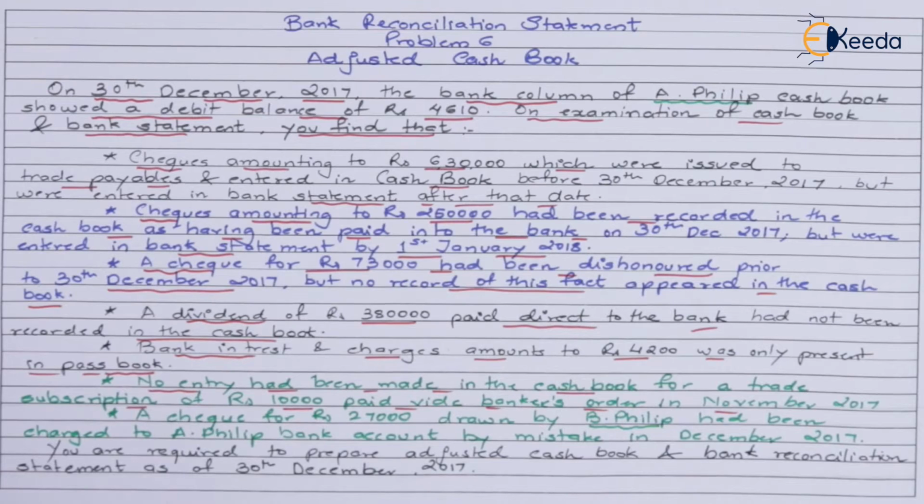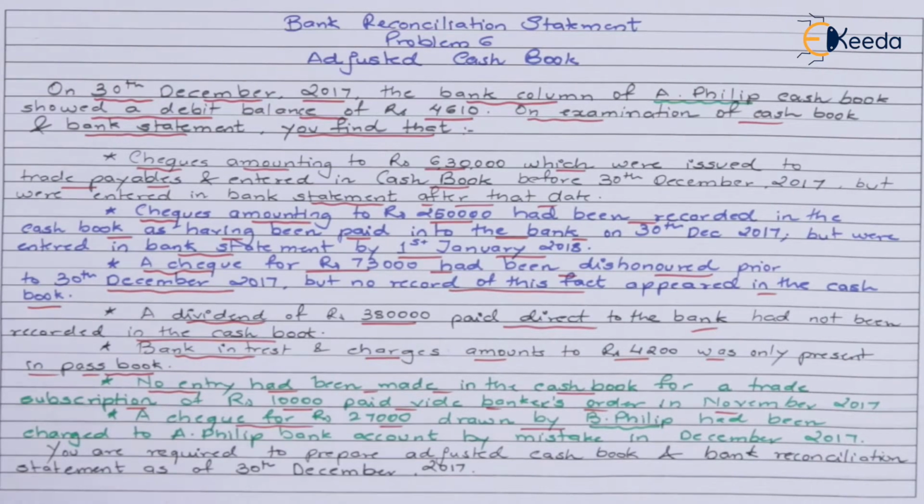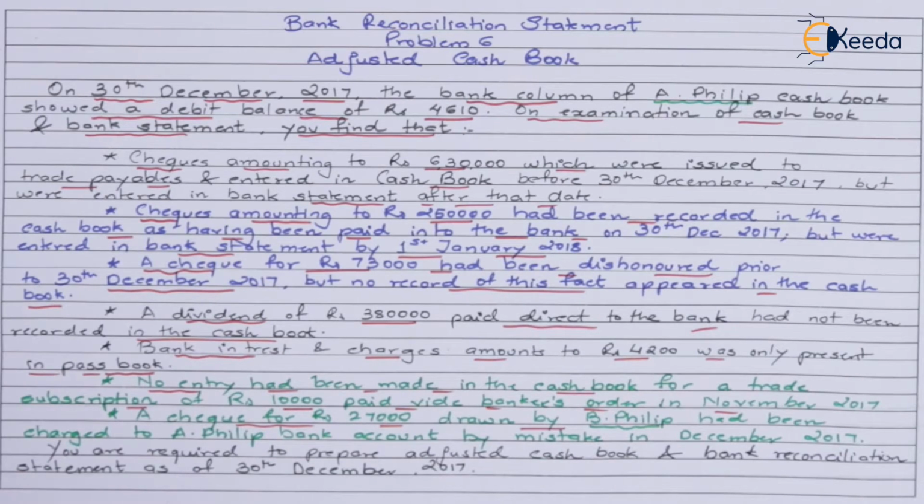The second last transaction refers to the banker's order worth rupees 10,000, and that's a standing order. So there is no entry in the cash book. It was directly a payment that was debited from your account, and this was a third party debit. Now the last error was a check worth rupees 27,000 drawn by B. Philip was charged onto A. Philip's account by mistake, and this was the error that was recorded there.